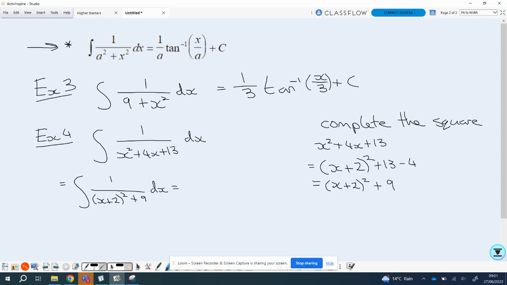Again, if I equate it back to the original formula, I've got x plus 2 instead of just x, all squared, so that's going to go in the tan inverse function. My a value would still be 3 because 3 squared would give me 9, so I'm going to get 1 over 3 tan inverse. It wasn't just x, it was x plus 2, all divided by 3, plus c. Okay, there are a few examples of both rules that I'm going to ask you to have a go at today.